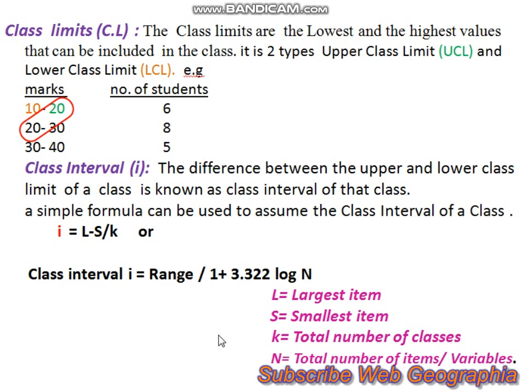If we want to form a continuous series, that means exclusive or inclusive, in such cases we have to find out the class interval, and this is the formula. It is expressed by I, and I equals (L minus S) divided by K. K means the number of classes, and the formula of class is 1 plus 3.322 log n. So if we put the value of the largest item here and the smallest item here and divide by K, then we will easily get the class interval of a class.